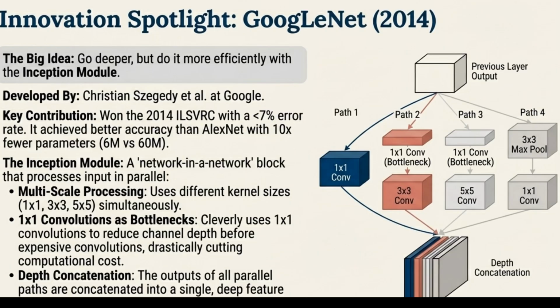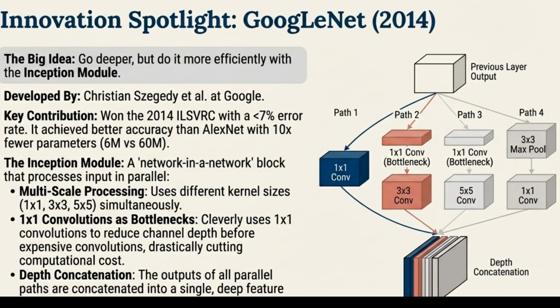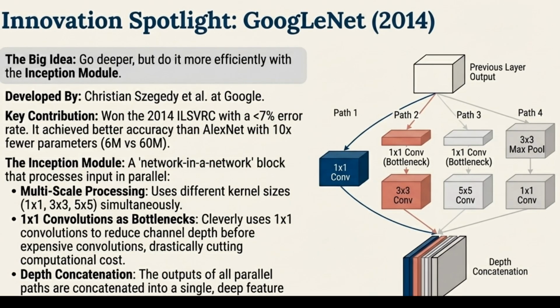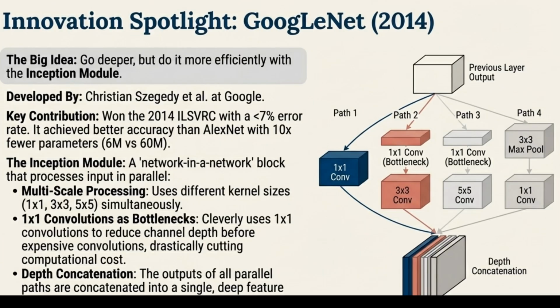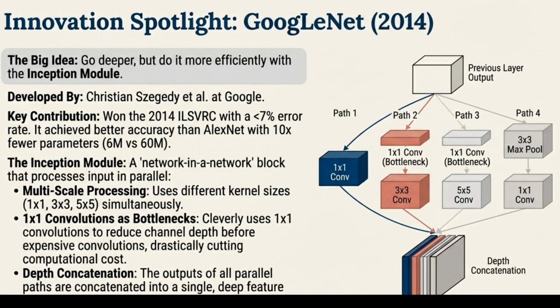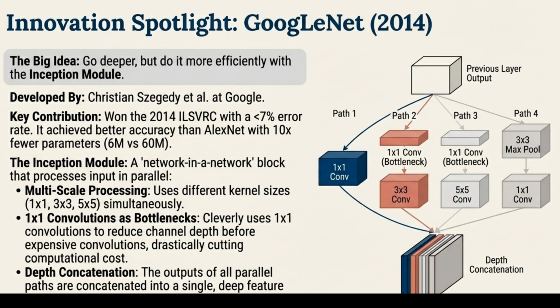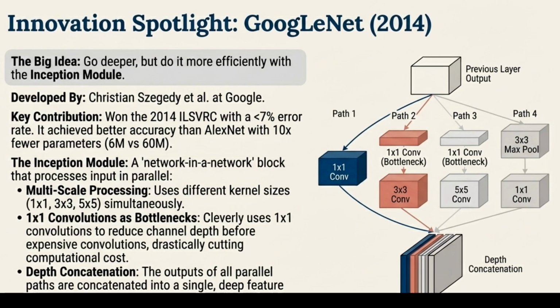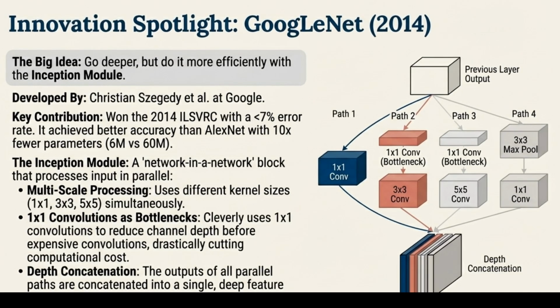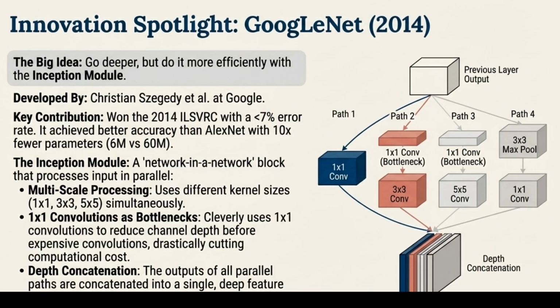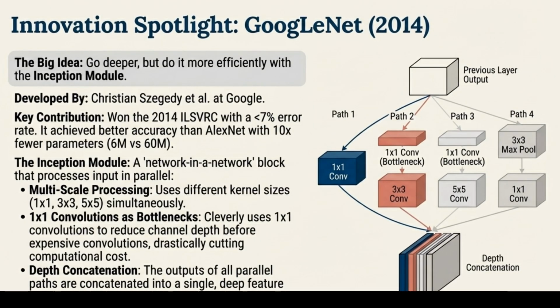Critically, to maintain efficiency, GoogLeNet cleverly utilized 1x1 convolutions as bottlenecks. Before the expensive 3x3 and 5x5 convolutions, a 1x1 convolution is used to aggressively reduce the channel depth. This drastically cuts the computational cost without losing much information.